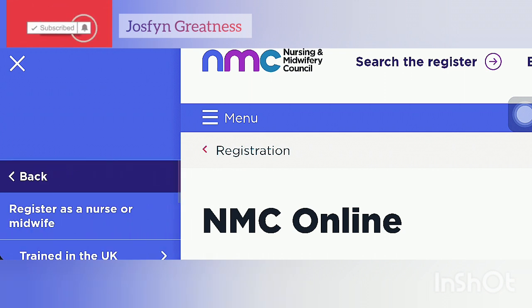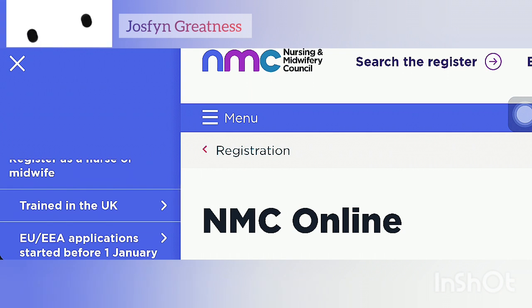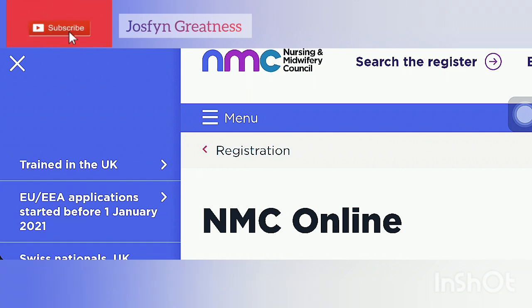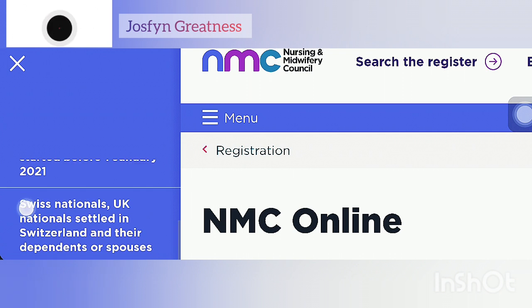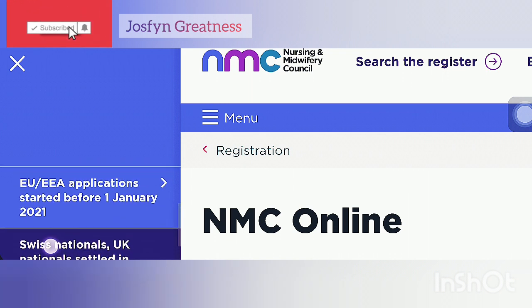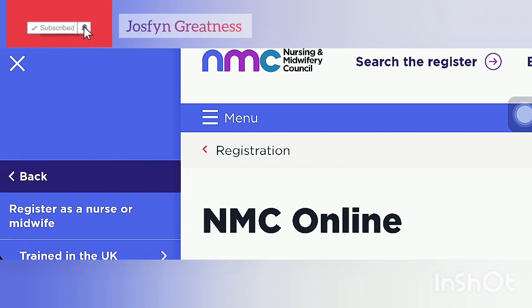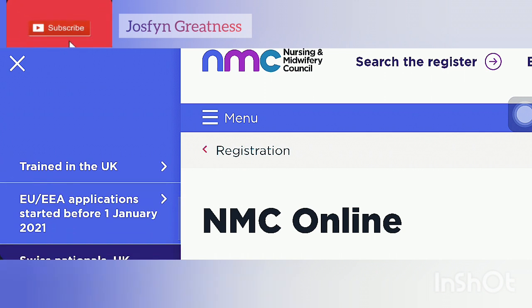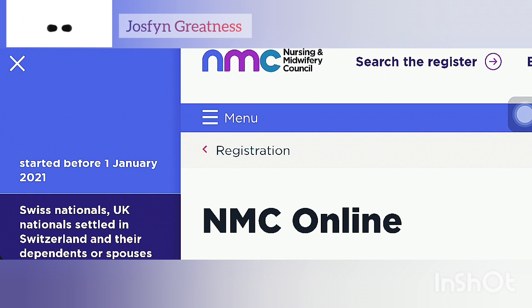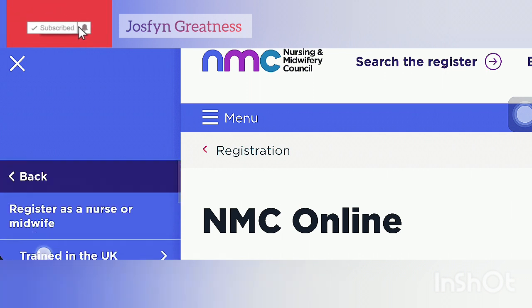Then we have trained in the UK, EU or EEA with applications started before 1st January 2021, and then Swiss nationals, UK nationals settled in Switzerland and their dependents or spouses. Depending on where you trained, you choose. If you were trained in the UK, you hit on trained in the UK. If it was in the European Union or EEA with applications that you started before 1st January 2021, you hit on that. And if you were a UK national settled in Switzerland and you trained there, you hit on that.